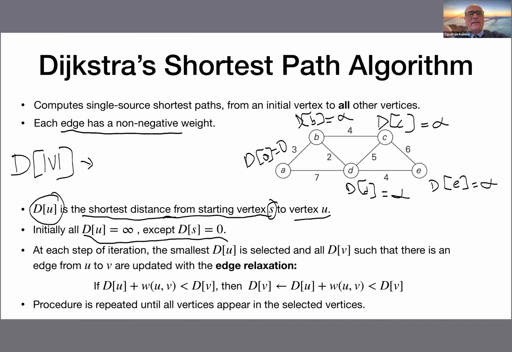What will happen at each step is, I will check and I will try to find the connections, okay? So at each step of this iteration, I will be choosing the smallest D[U], and then I will update the connecting neighbors. So what it means, so I have those values. Initially, I have A equal to 0, and all the others are equal to infinity.